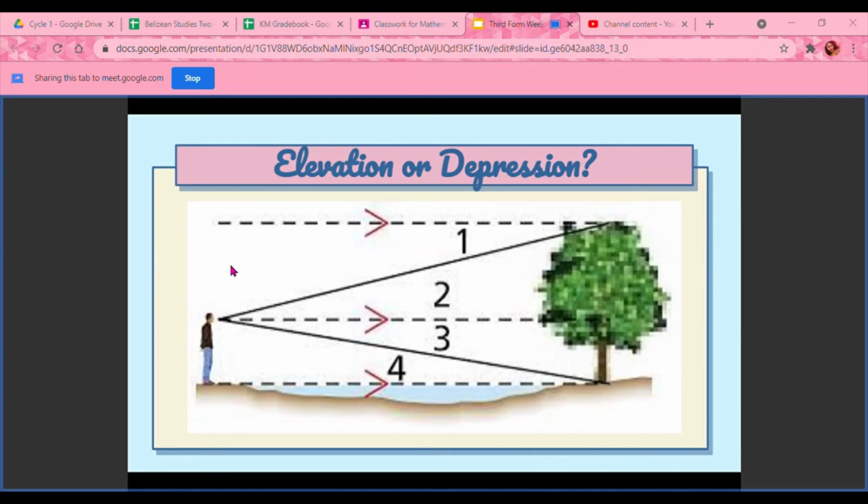What kind of angle is it? It's a depression. Very good. I look at angle number 2. This is my original line of sight, and then I looked up to create angle number 2. Is angle number 2 an angle of elevation, or is it an angle of depression?